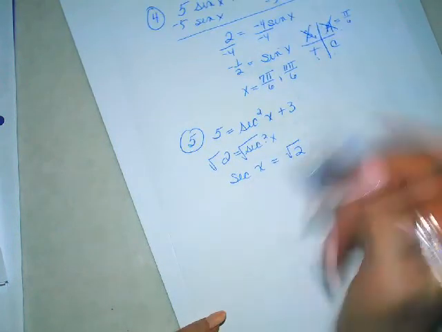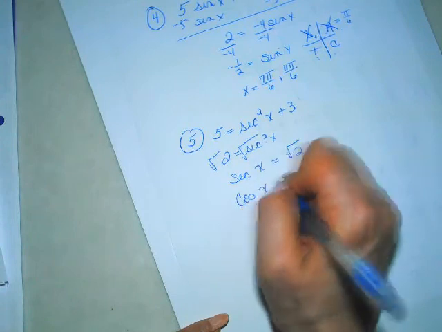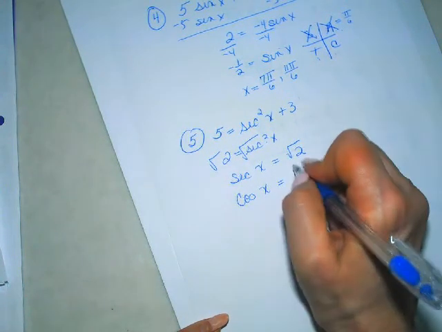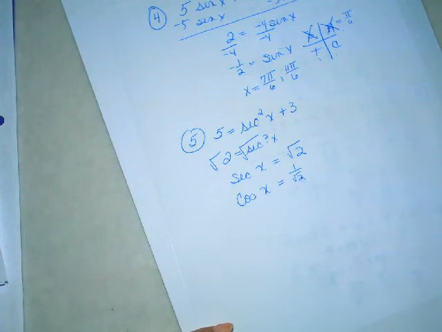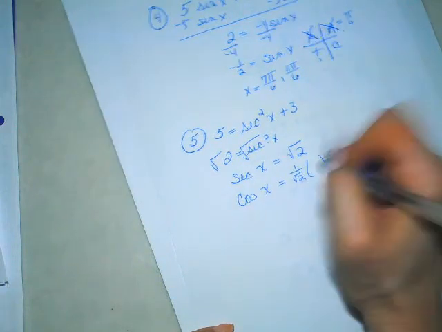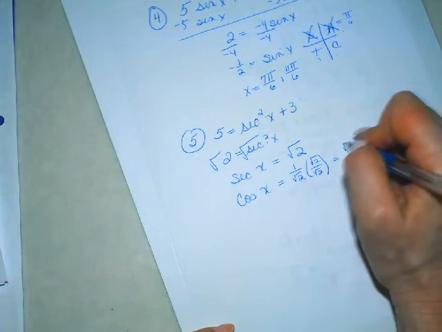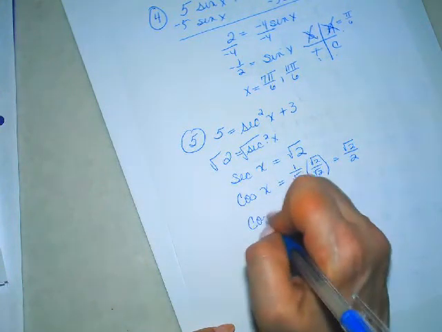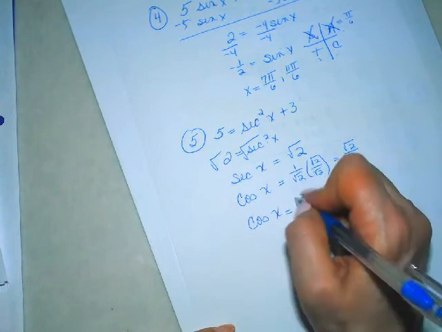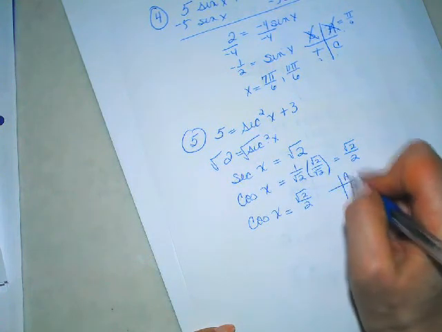2. I don't know the secant of anything, but I know secant is the flip of cosine. If I flip this, I'm left with 1 over radical 2, which we're never going to leave like that. We know we're going to rationalize it. Radical 2 over radical 2. So I'm left with this. To simplify, the cosine of x is equal to radical 2 over 2.